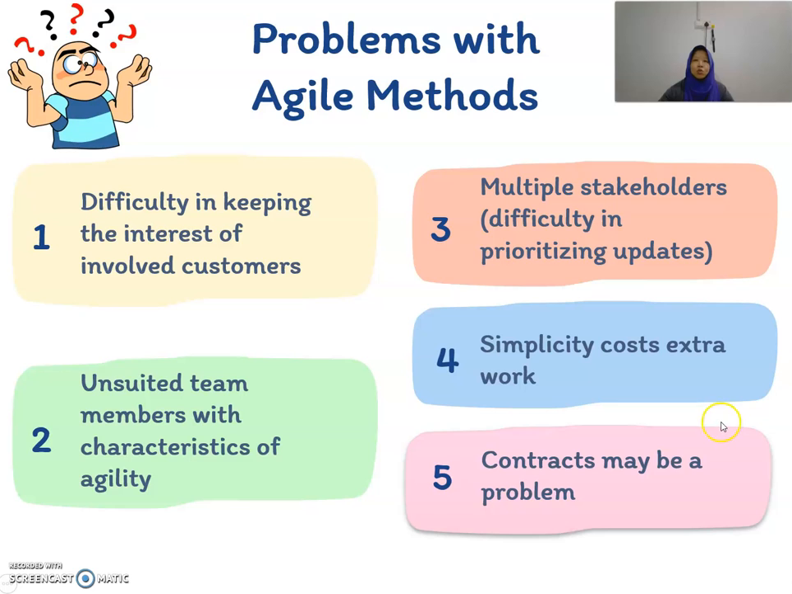Okay, so what are the problems with the agile method? Difficulty in keeping the interest of the involved customers, unsuited team members with characteristics of agility, multiple stakeholders, difficulty in prioritizing the updates, simplicity causes extra work, and contracts may be a problem.